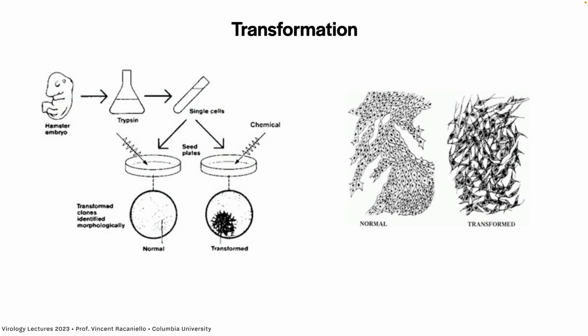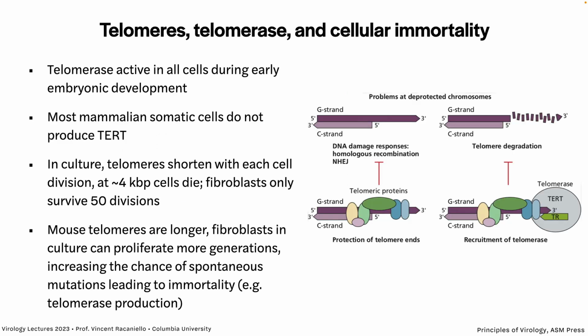This is transformed by mutagenesis, but we can also transform cells using viruses. And we have to visit the ends of chromosomes and the enzyme that maintains them.